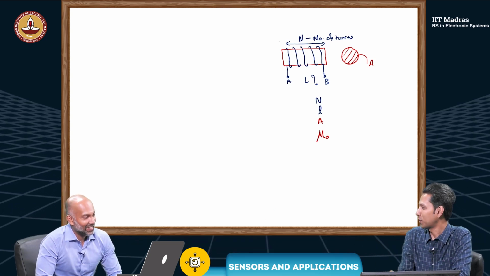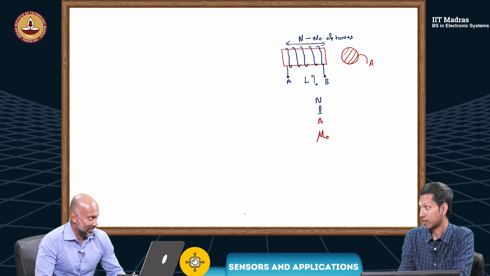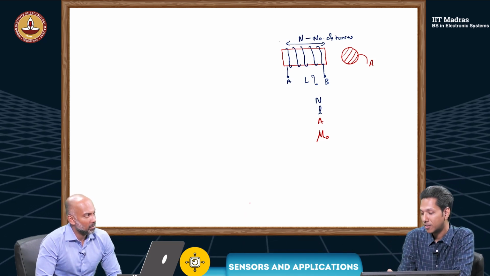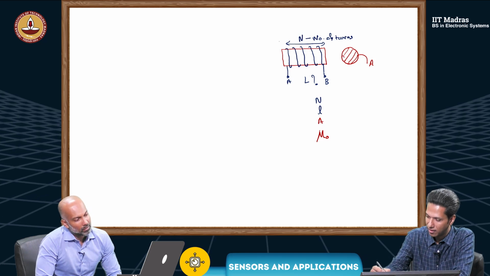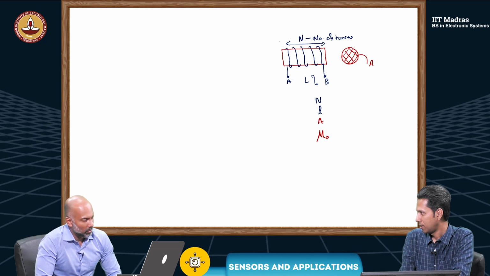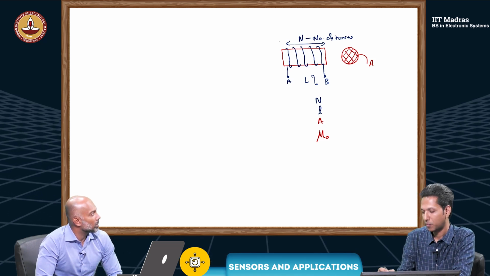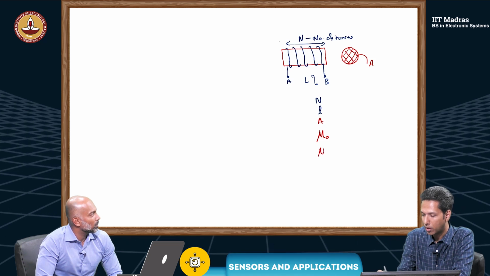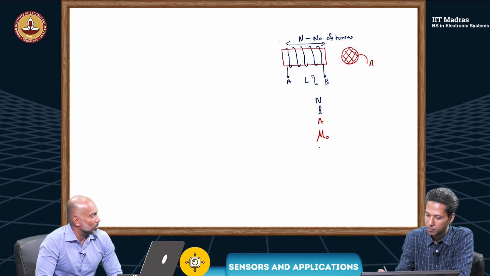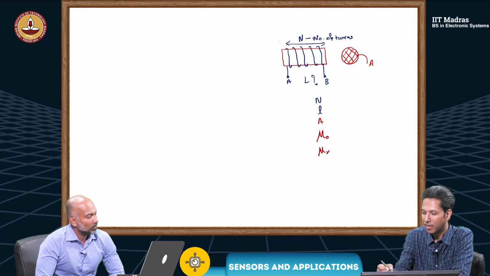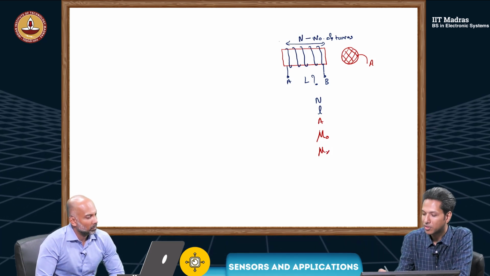So it will be a function of all this. Inductance. And if I replace the air inside with some other magnetic material which has some relative permeability, let's say mu r, then finally this inductance will be a function of all this.